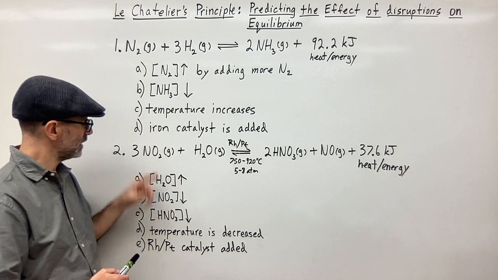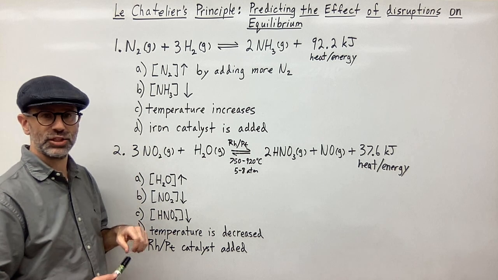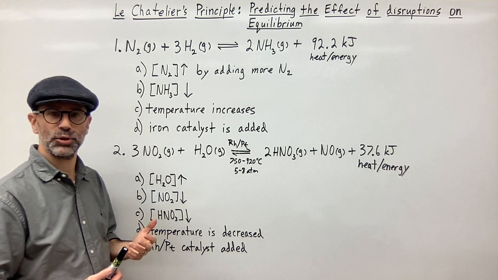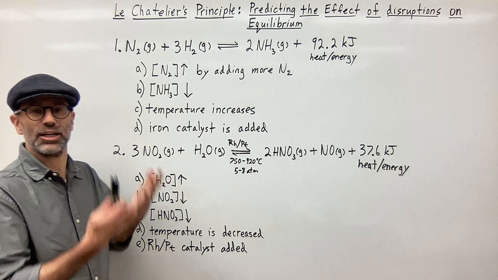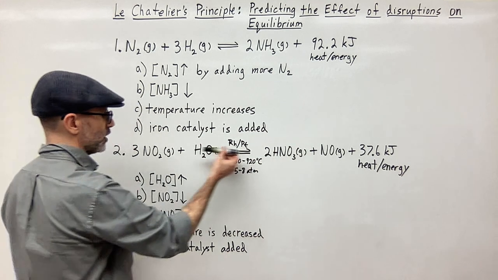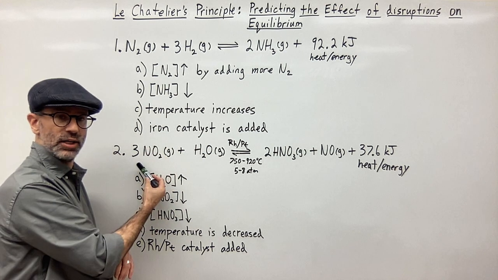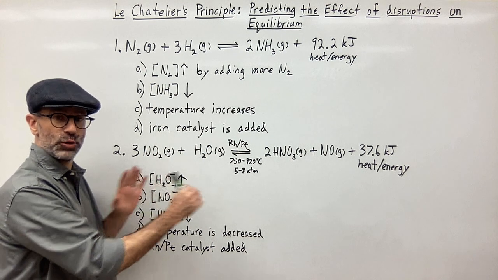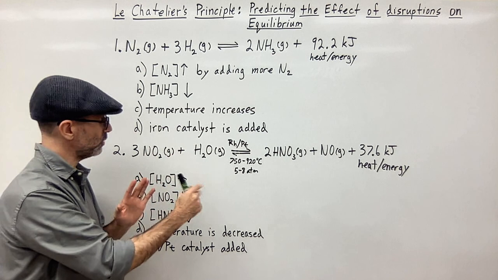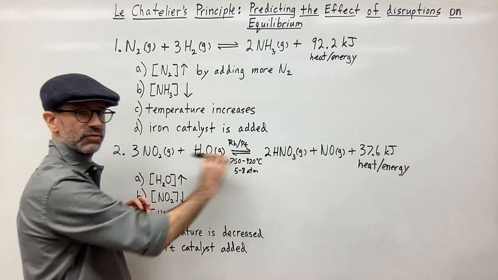So if we decrease the amount of NO2, if we decrease the concentration, then according to Le Chatelier's principle, the system is going to increase that concentration. So it's going to shift in this direction in order to increase the amount of NO2 that was lost and regain that equilibrium. So we're going to lose product and we're going to gain reactant. So it's going to shift this way.